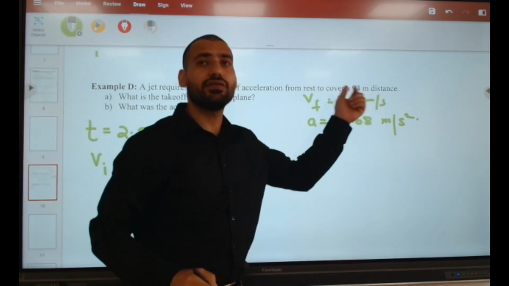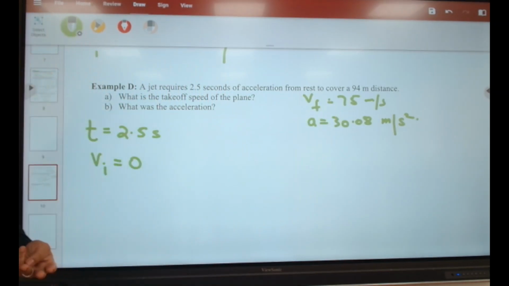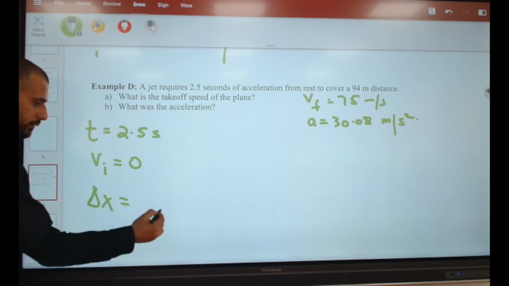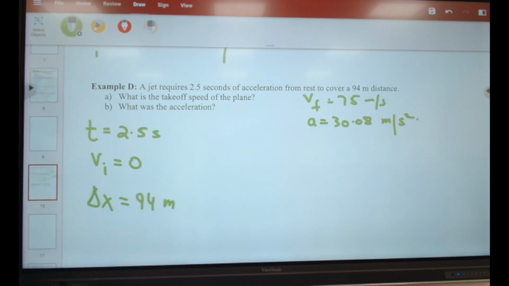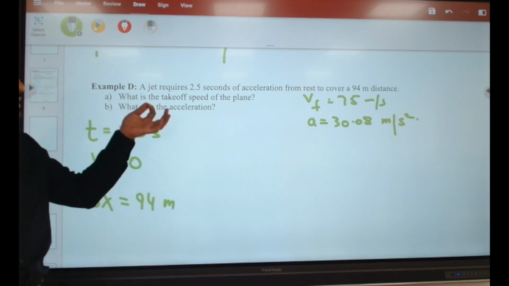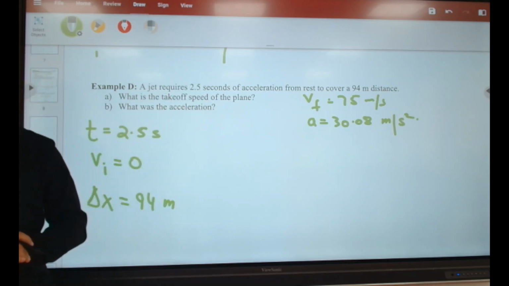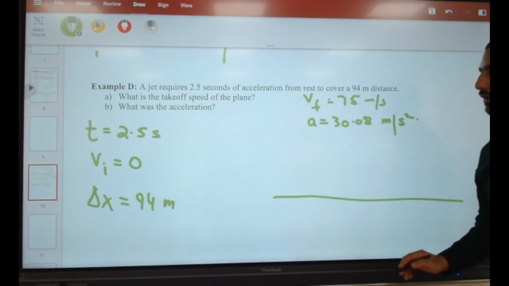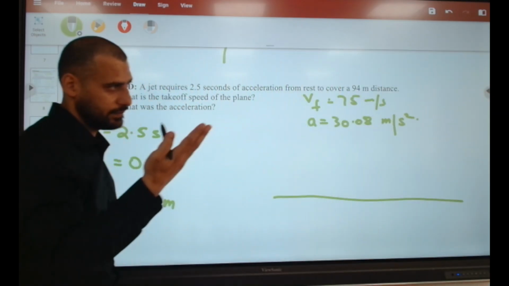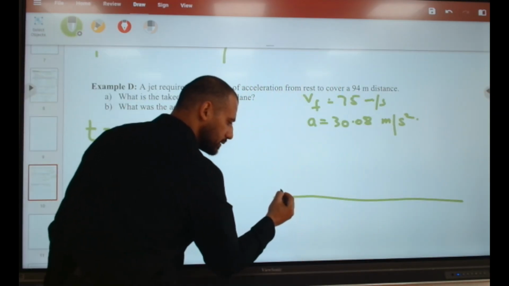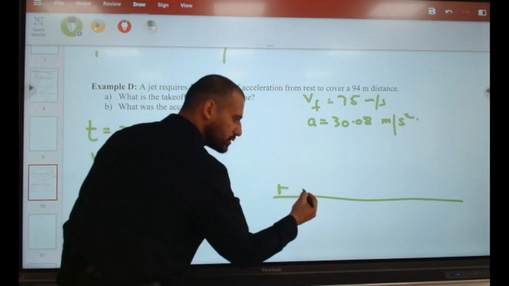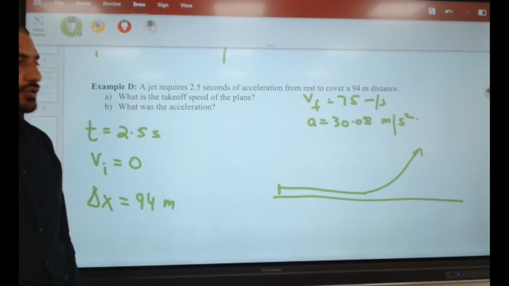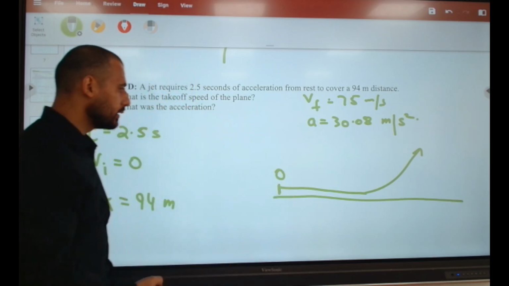To cover a distance of 94 meters. So what is the distance? Delta x, right? Is that fine? The question is, what is the takeoff speed? See, what happens is, if you have ever been in a jet or a plane, the plane first starts and then moves some distance and then takes off, right? Isn't it? So, if it was at 0, understand the question.